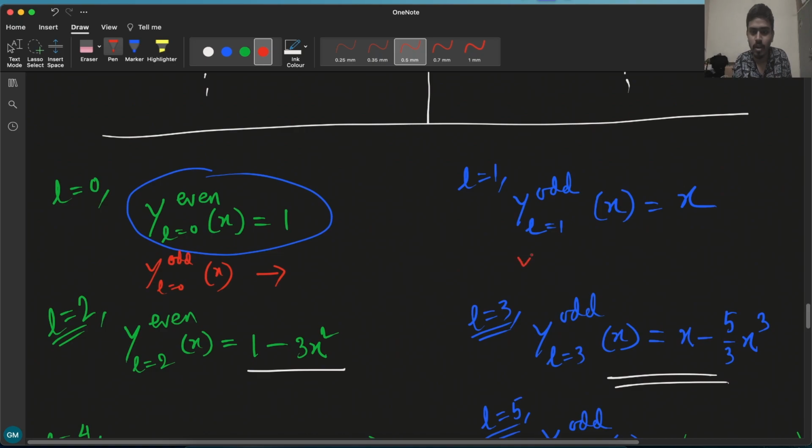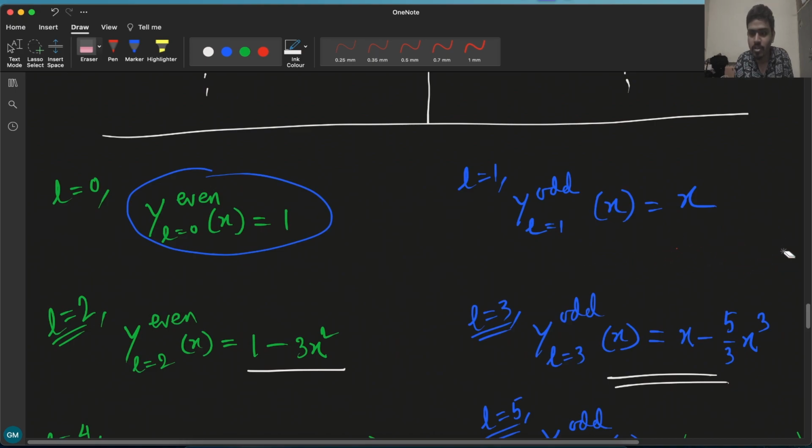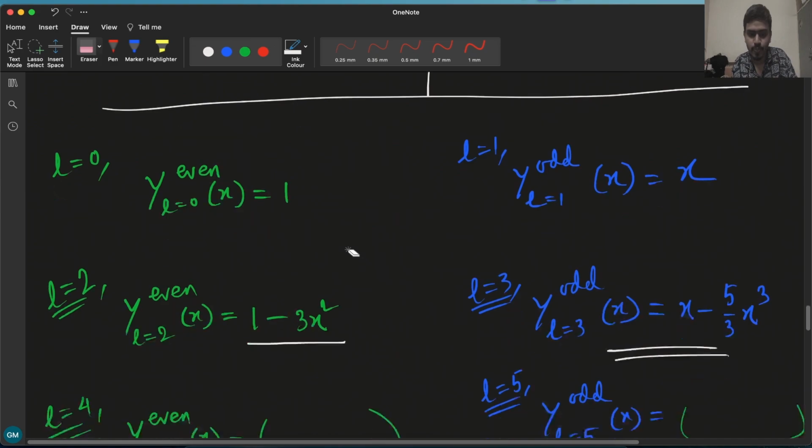Here also there will be an odd series, and there will also be a diverging series, which is basically the even series. This is the diverging series at x equals plus minus 1. So this is basically the Q1(x), this is the Q2(x), where this Q represents the Legendre functions of the second kind. But those are not so important, so I'm just mentioning them. I will not be discussing anything more about these second kind of Legendre functions.